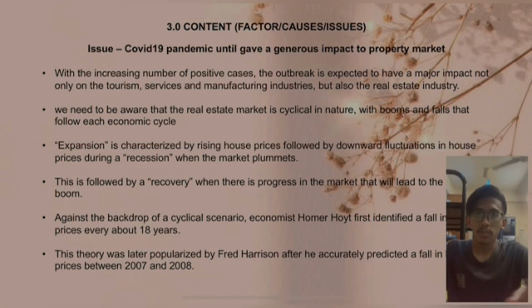Against the backdrop of a cyclical scenario, economist Homer Hoyt identified a fall in house prices about every 18 years. This theory was later popularized by Fred Harrison after he accurately predicted a fall in house prices between 2007 and 2008.